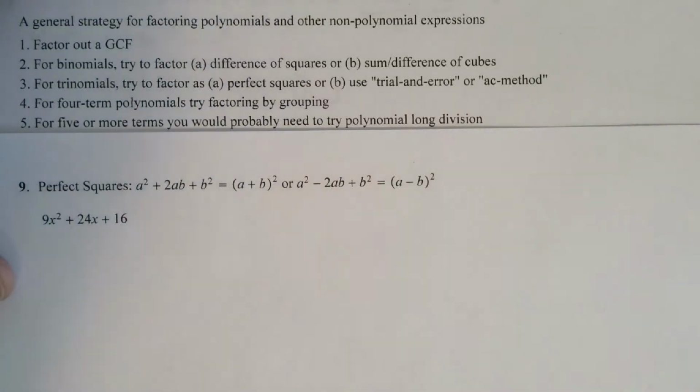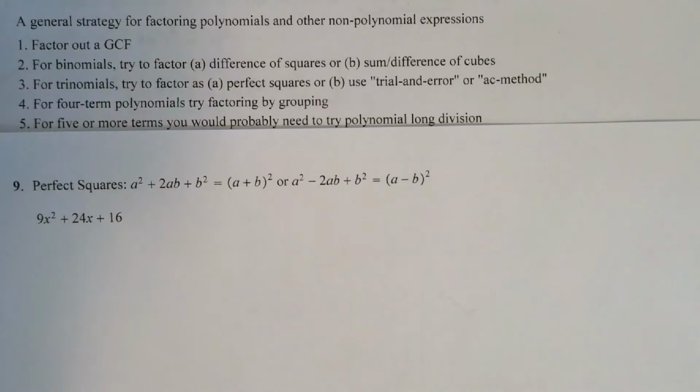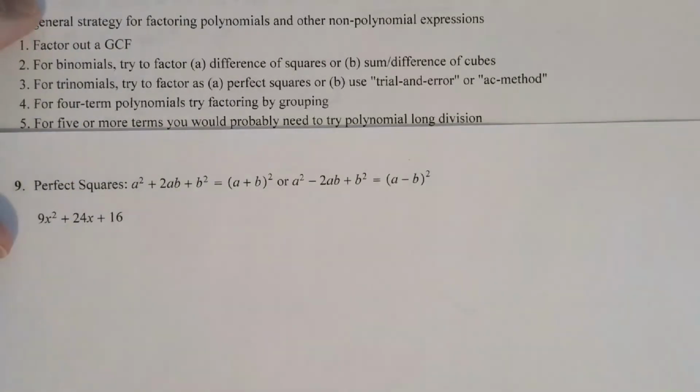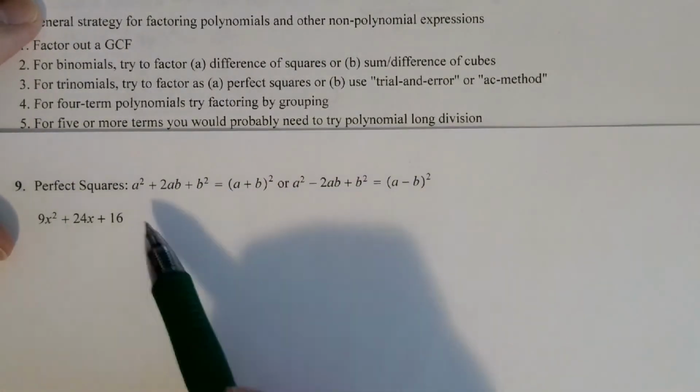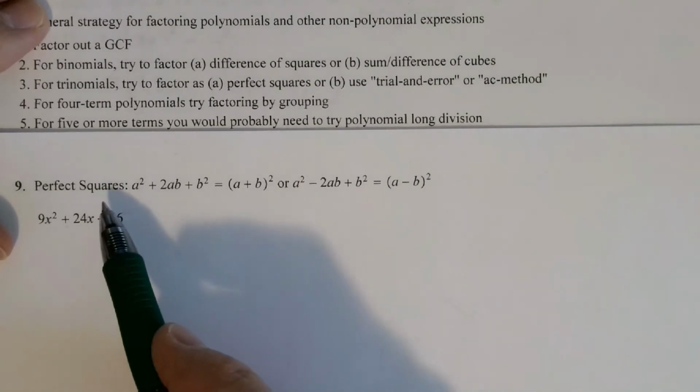Alright, in the last video we looked at strategies for factoring. We looked at factoring out the greatest common factor and then how to factor binomials. Now we're going to look at how to factor trinomials and then four-term polynomials. So the first one to look at is perfect squares.